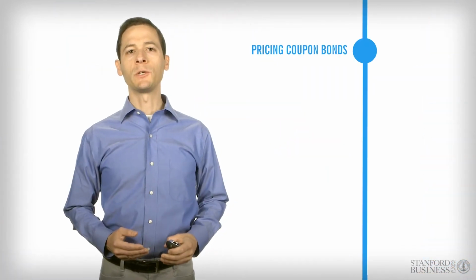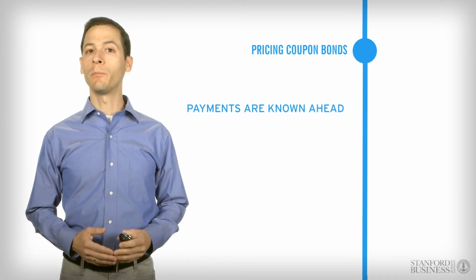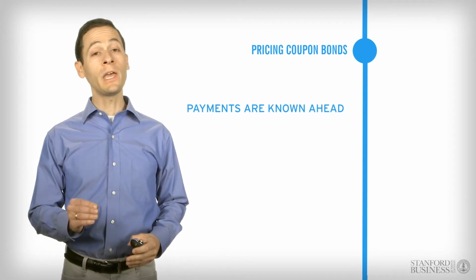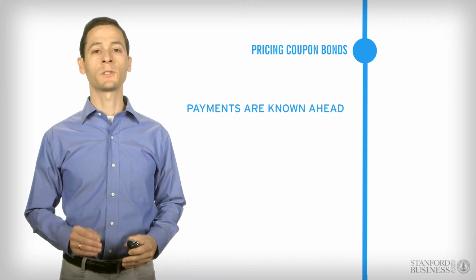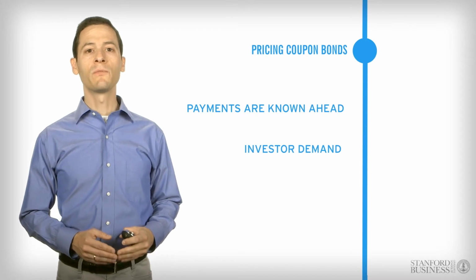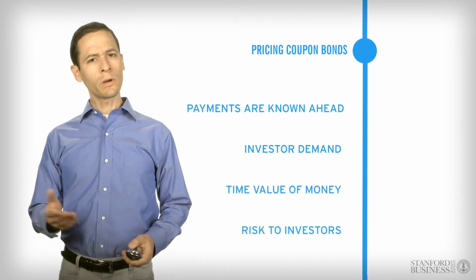What have we learned about pricing coupon bonds? The payments that you get from a standard default-free coupon bond are completely known ahead of time, but the amount that investors are willing to pay for that stream of payments is much less certain. Investors are asking themselves, how much do we have to be compensated for the time value of money, and also for the risks that we are taking? So what are these risks?